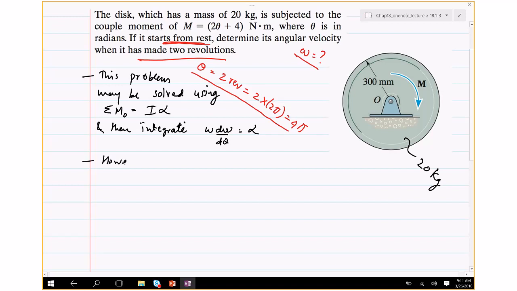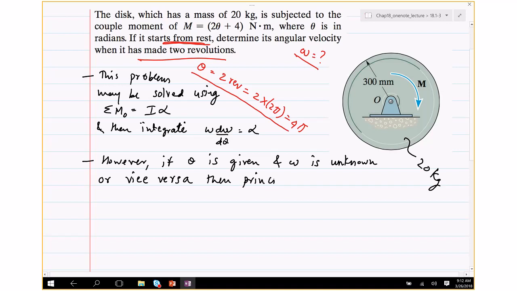However, what we see is if theta is given and omega is asked or unknown, or vice versa, you could be given omega and told to find theta, then principle of work done and energy is preferred.